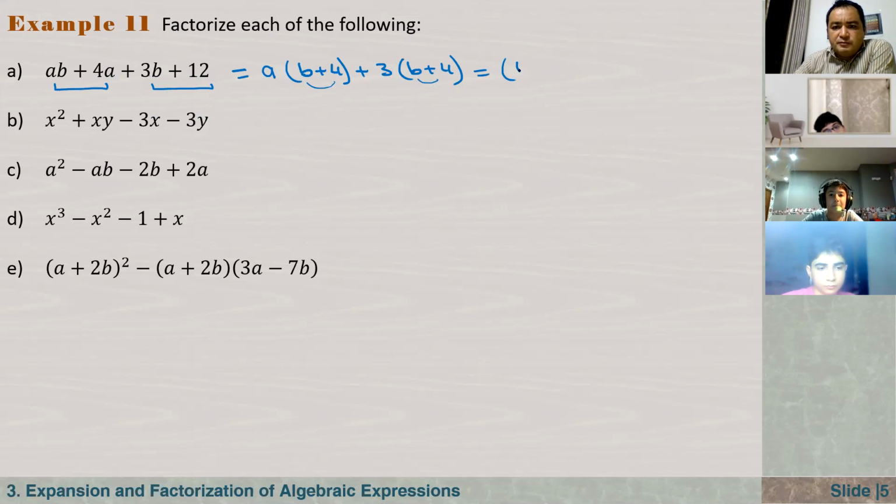I can take this out, b plus 4. And what we have here? a plus 3. And here we have a plus 3. So if you expand this, I get this algebraic expression.